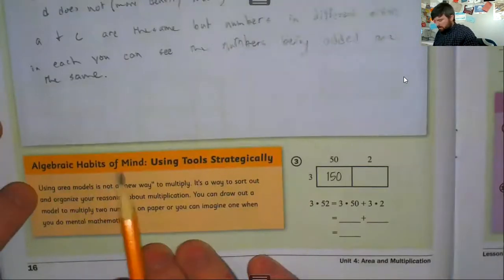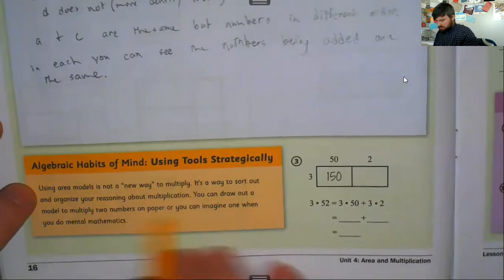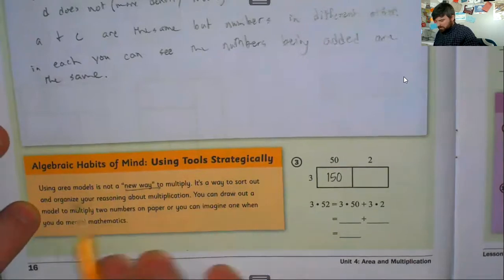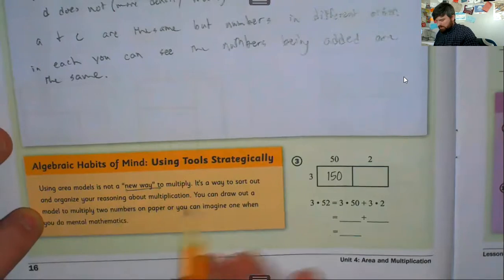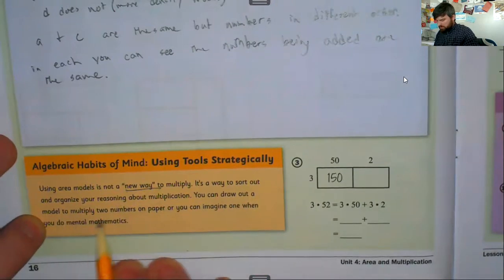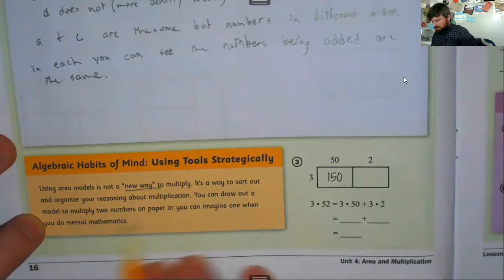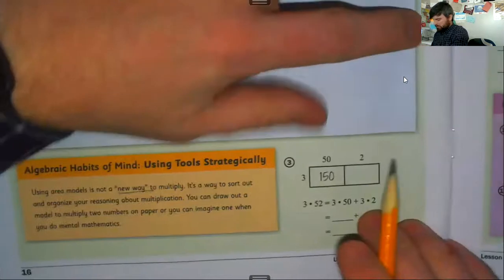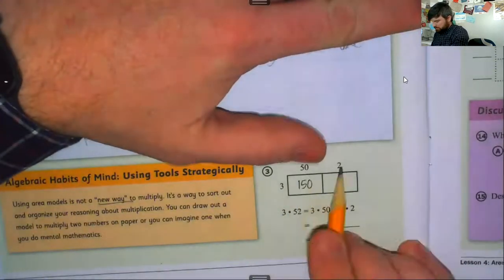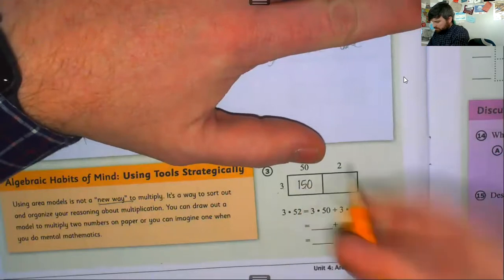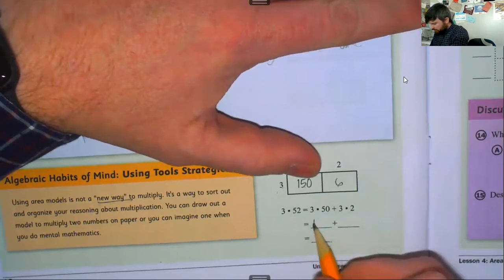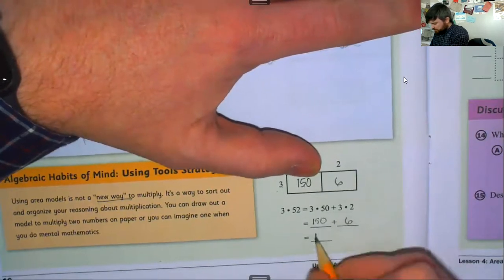Algebraic habits of mind: use tools strategically. Using area models is not a new way to multiply. It's a way to sort out and organize your reasoning about multiplication. You can draw out a model to multiply two numbers on paper, or you can imagine one in your head when doing mental math. So here we got 52 times 3. 3 times 50 is 150, 3 times 2 is 6. They broke that apart, so we're taking 150 plus 6, which is 156.